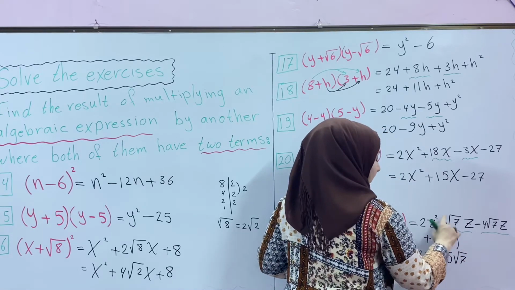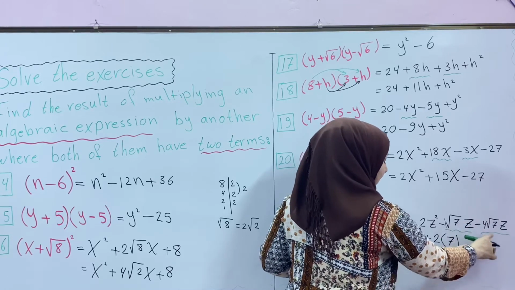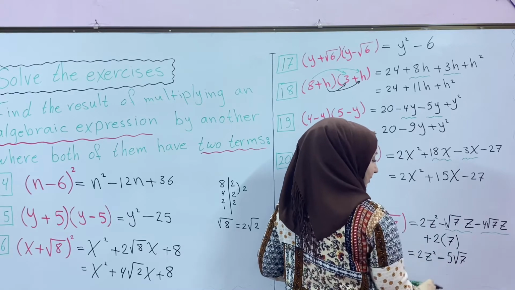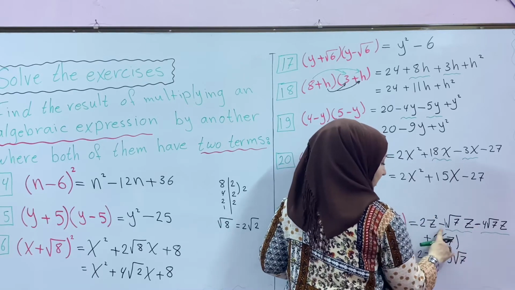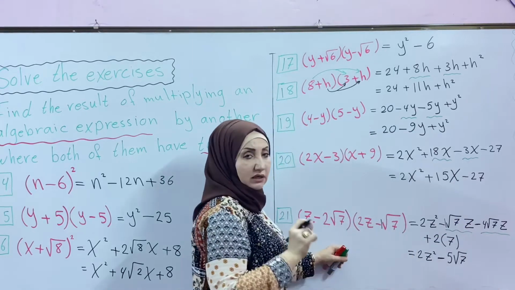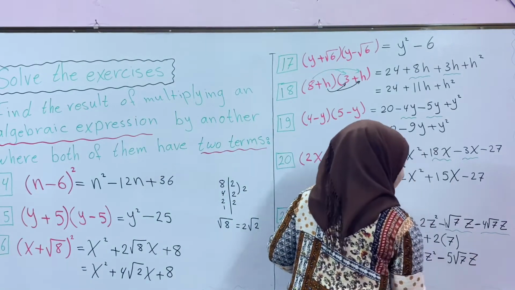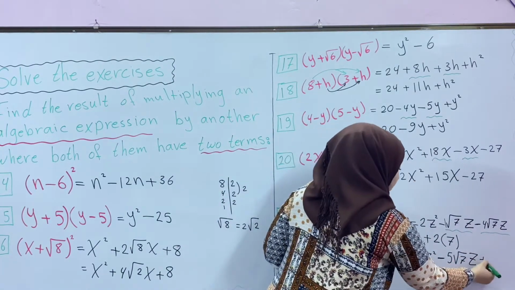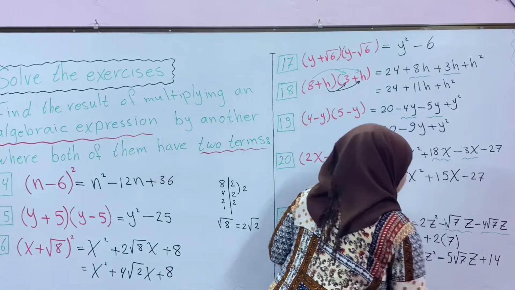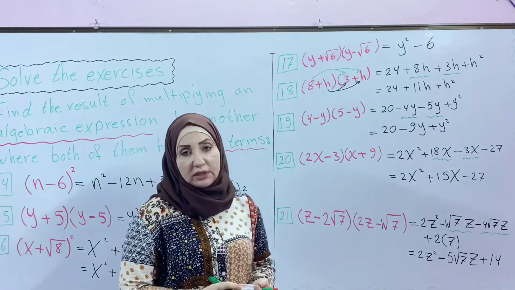Here I have 1 square root of 7, here I have 4 square root of 7. We kept the sign and performed addition. 1 square root of 7 plus 4 square root of 7 is 5 square root of 7. Why did I say plus? Because we kept the sign and performed the addition on the numerical part. z is the variable. Plus 2 times 7, 14. And this is the result of number 21.